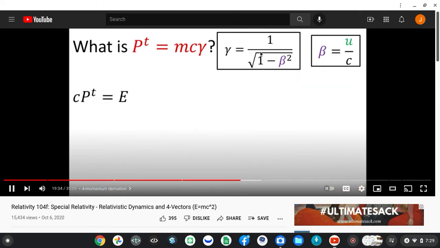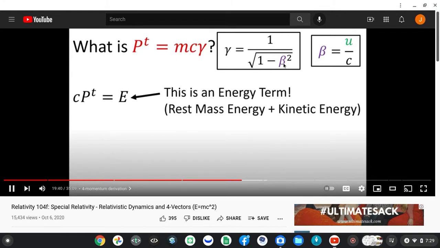So really, we found that c times the time component of the 4 momentum gives us the energy term. It's the rest mass energy, mc squared, plus several additional kinetic energy terms. In other words, energy divided by the speed of light, c, gives us the time component of the 4 momentum.